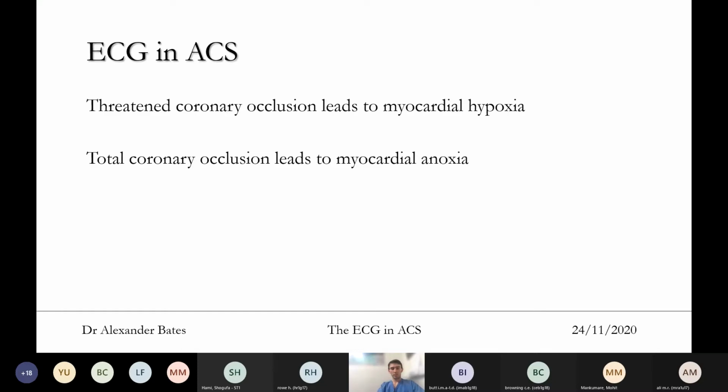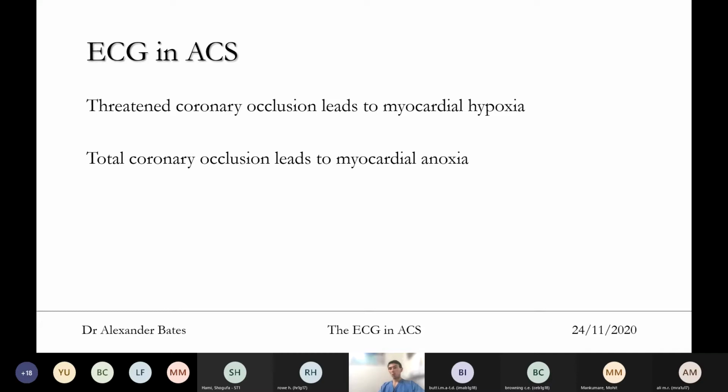ECG in ACS, so things to think about. When you have a blockage in your coronaries, the occlusion can either be a total occlusion or a threatened occlusion. If it is a total occlusion, no blood is getting down that coronary artery from the point where it is blocked, and that is going to lead to myocardial anoxia from that point downwards. None of that myocardium in that territory is going to get any oxygen or nutrients, and thus that part of the heart is going to die unless it is unblocked.